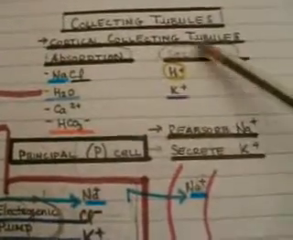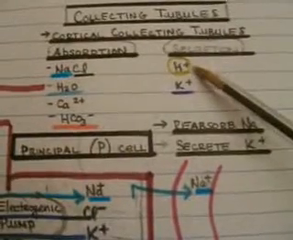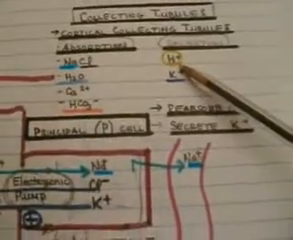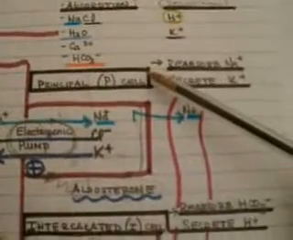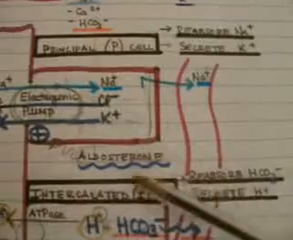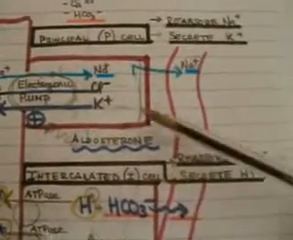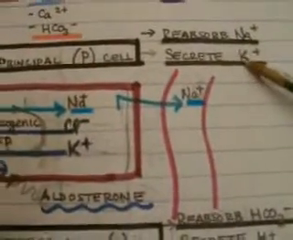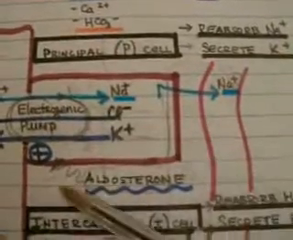And the secretion that takes place within the cortical collecting tubules is the secretion of the proton, the hydrogen ion, and the potassium ion. And we can say that the cortical collecting tubules have primarily two types of cells, the P cells, the principal cells, and the I cells, which are the intercalated cells. The P cells are involved with the reabsorption of sodium and the secretion of potassium. And that's under the influence of aldosterone.